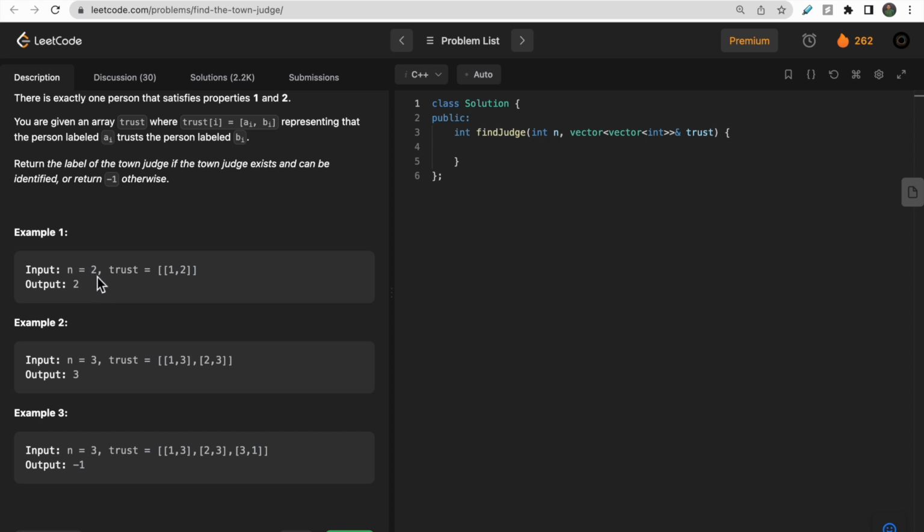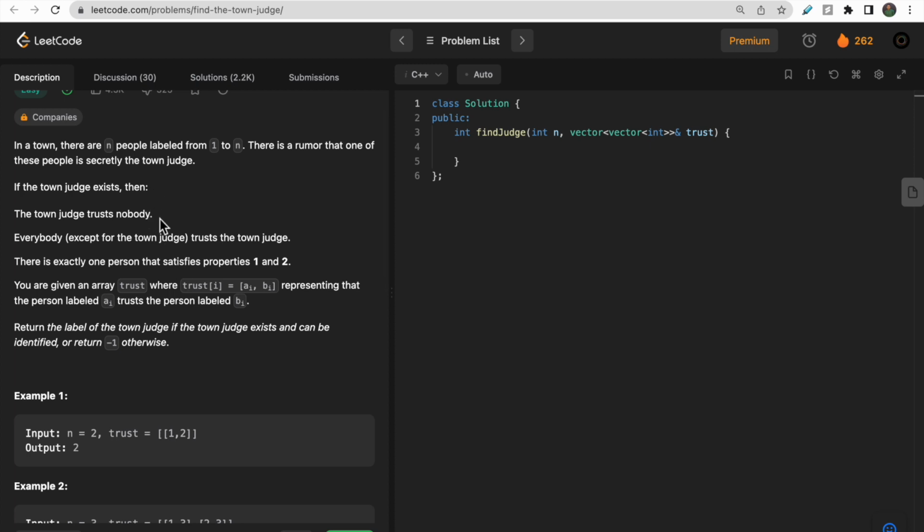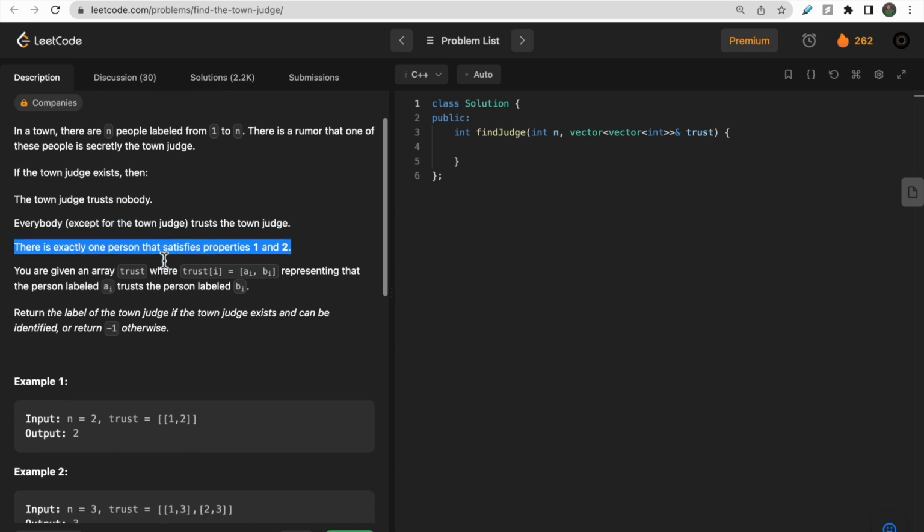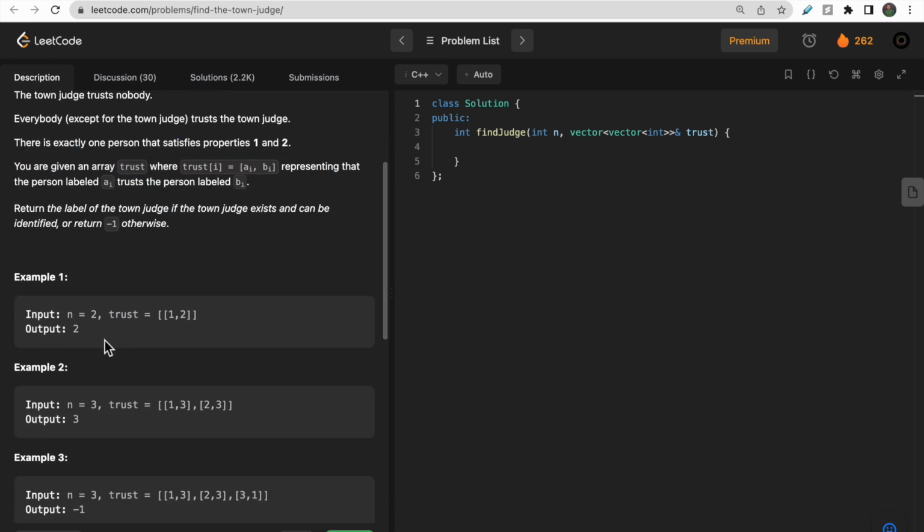Here we have two people, because n equals 2, and this trust array. The trust pair 1, 2 represents that person 1 trusts person 2. So everyone except person 2 trusts person 2. The only person left is 1, so 1 trusts 2 and 2 trusts nobody. Both conditions are satisfied here, so we can say 2 is the town judge.